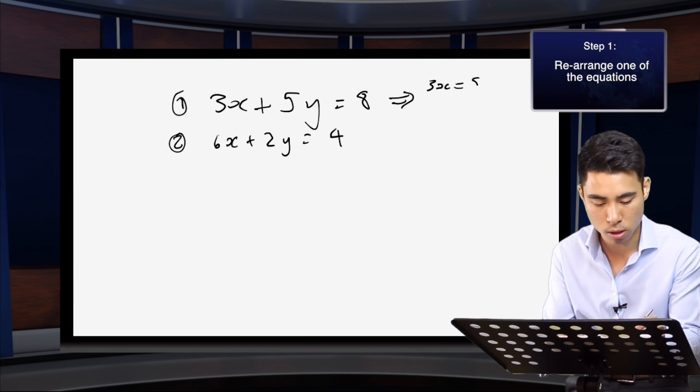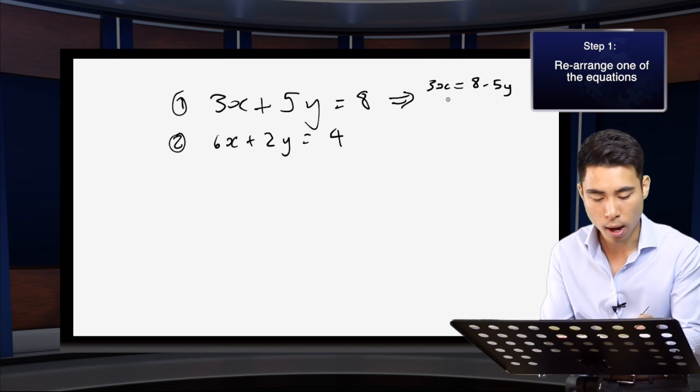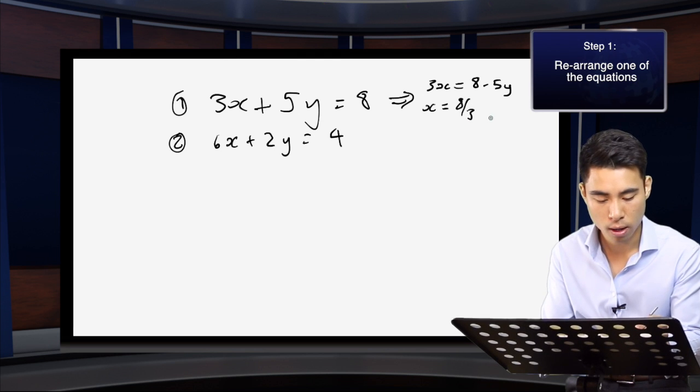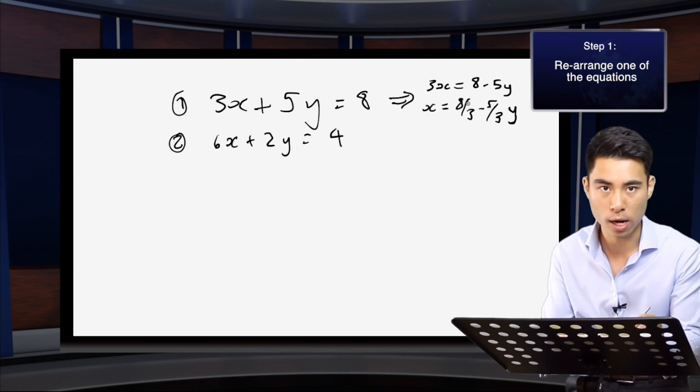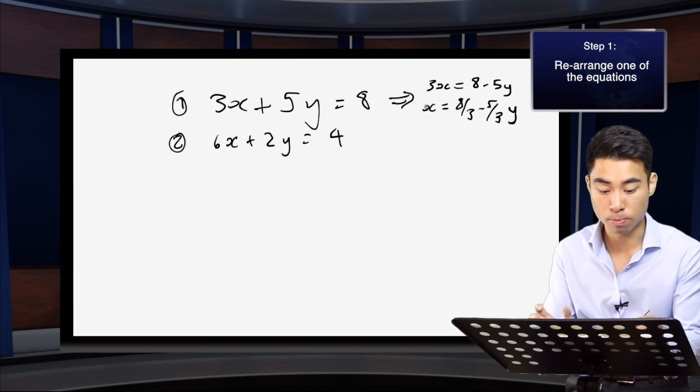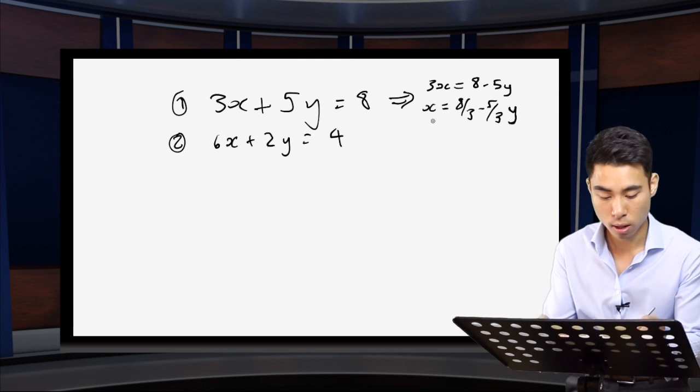So the left-hand side becomes 3x, right-hand side becomes 8 minus 5y. And then, second of all, divide 3 by 3. So x equals 8 over 3 minus 5 over 3y. Okay, so that's the first step. I have now made x the subject of this equation, i.e. x is by itself on one side of the equation.